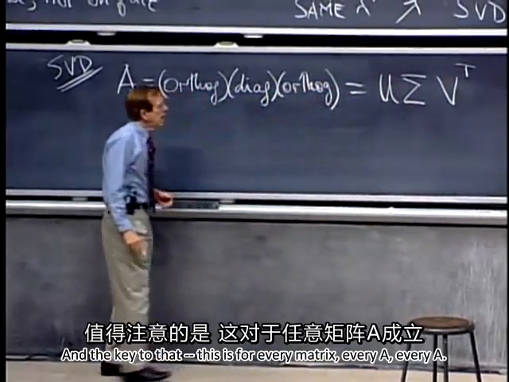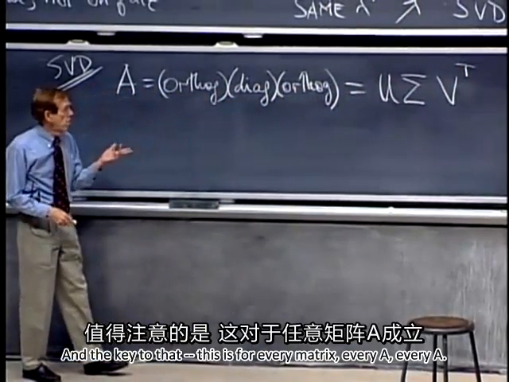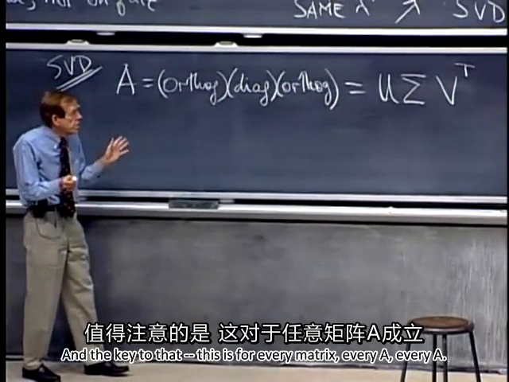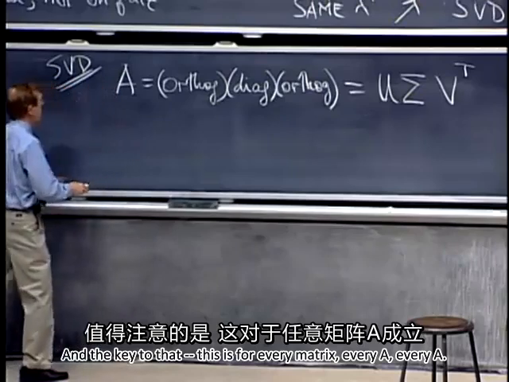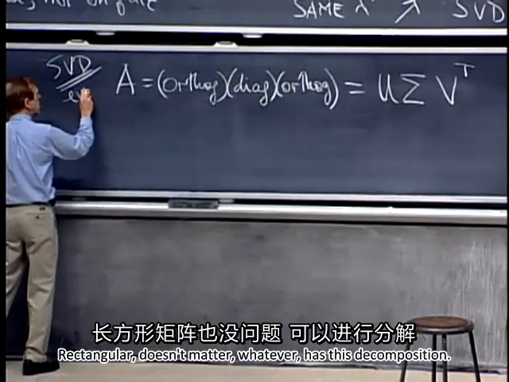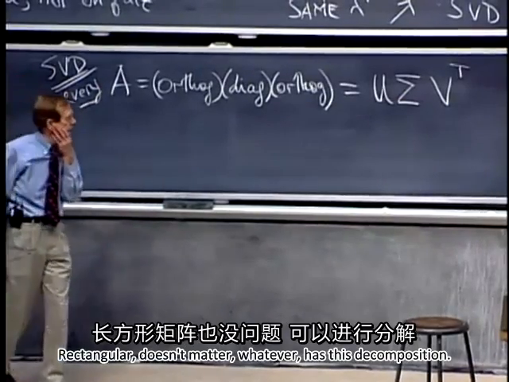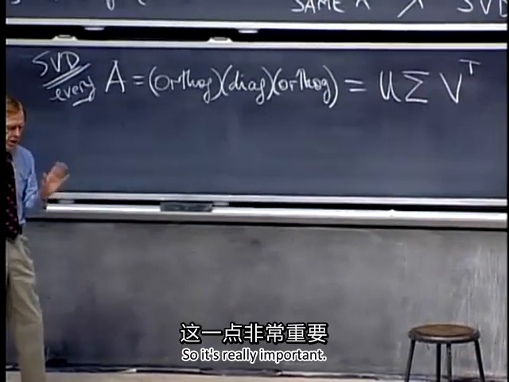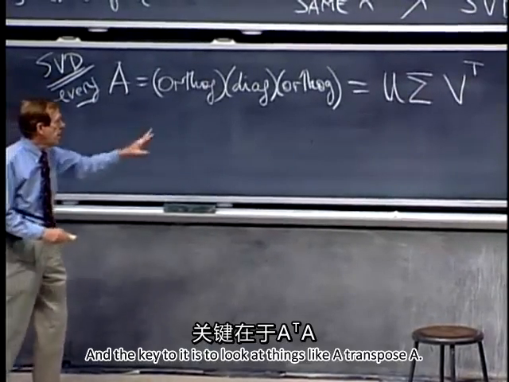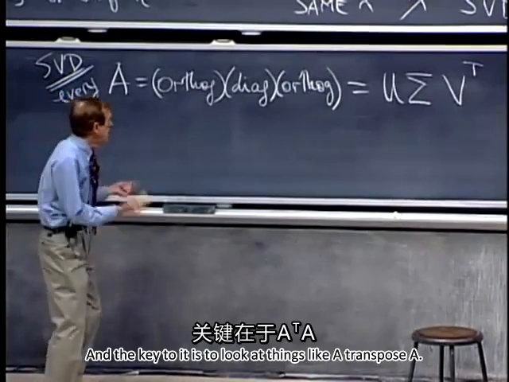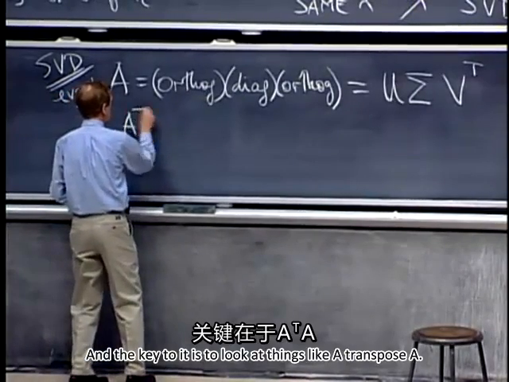And the key to that, this is for every matrix, every A, rectangular, doesn't matter, whatever, has this decomposition. So it's really important. And the key to it is to look at things like A transpose A.